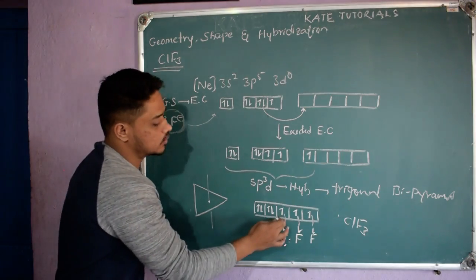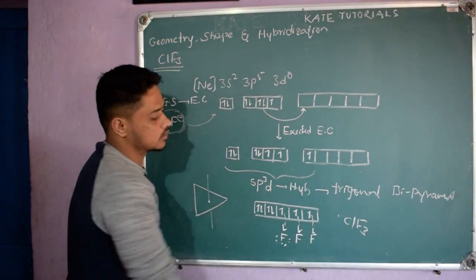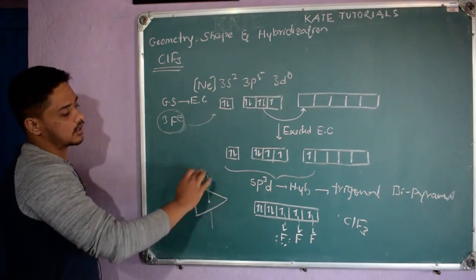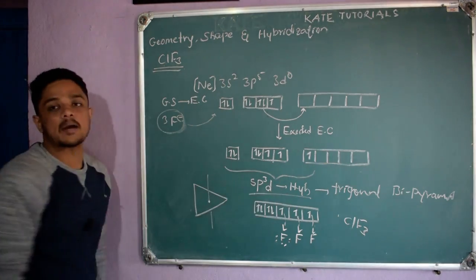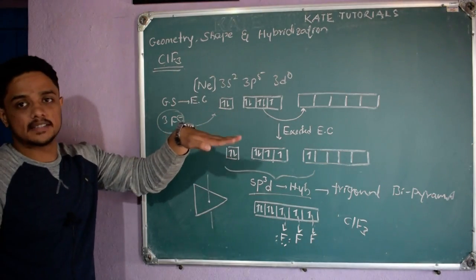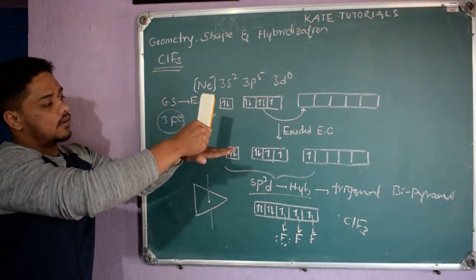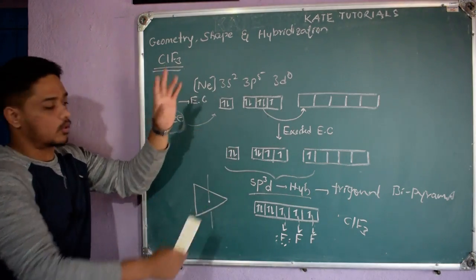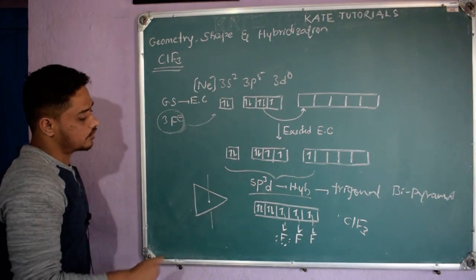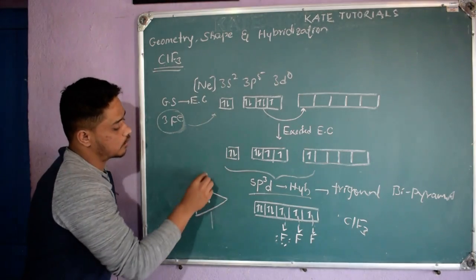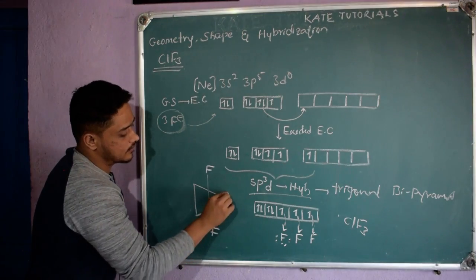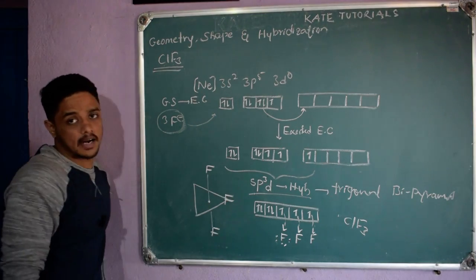How many bond pairs? 1 bond, 2 bond, 3 bond. So ClF3. Now we know the structure of this sp3d hybridization. This is trigonal bipyramidal. Triangle is there, which is in plane. One of the bonds will be above, one will be below, and we have 3 fluorine, right. So now where to add fluorine? Can I put like this? 1 fluorine here, 2 fluorine here, 3 fluorine here, right.